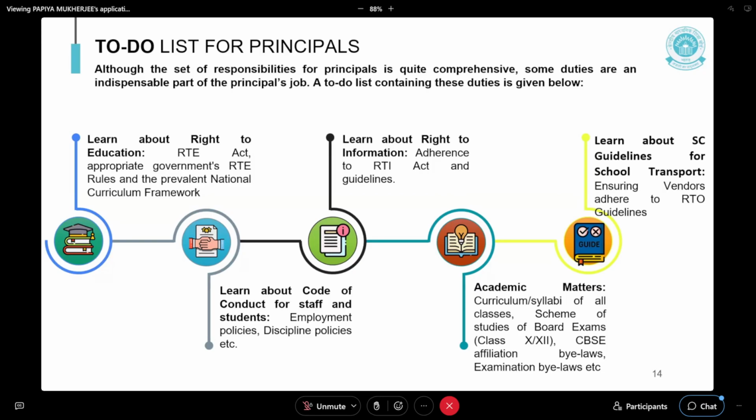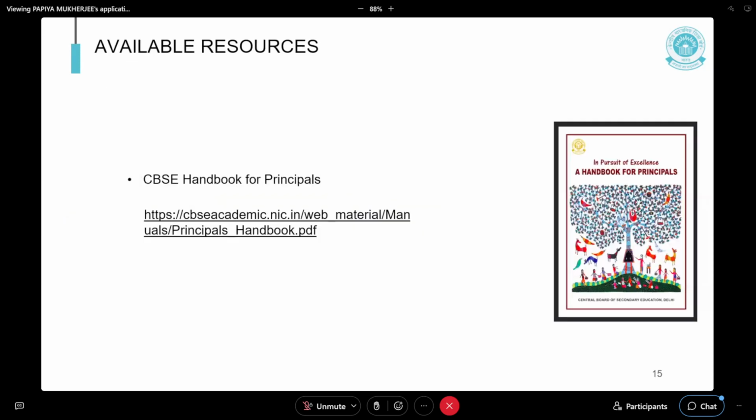To-do list for school principals: learn about the Right to Education, the curriculum, the National Curriculum Framework, adherence to RTI, and the code of conduct and discipline issues. You have to know about the Supreme Court guidelines on transport. On academic matters, you need to know the affiliation bylaws, examination bylaws, curriculum, syllabus, etc.